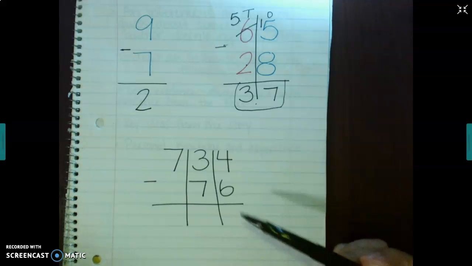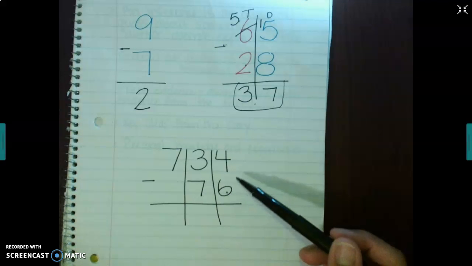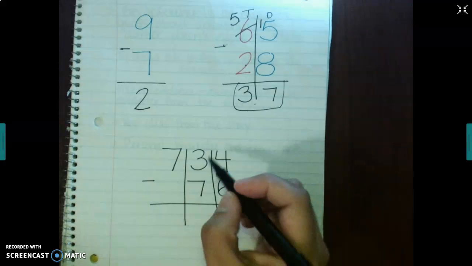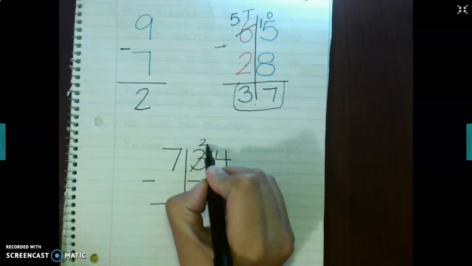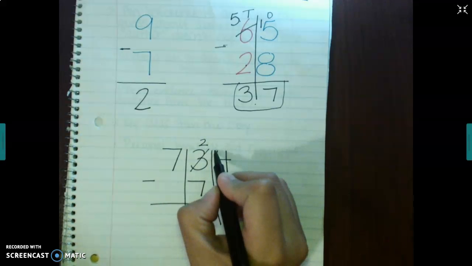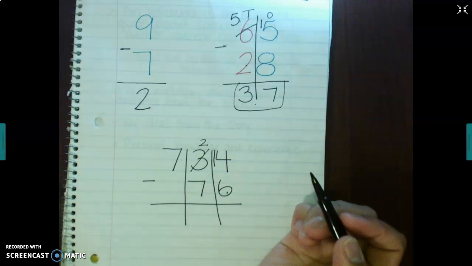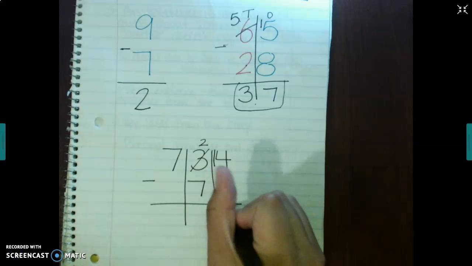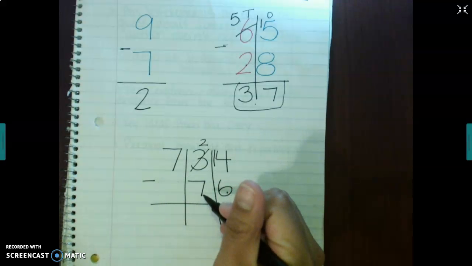So first, 4 minus 6. I can't do that. So I have to go next door to my tens place and borrow. I'm going to cross out my 3, and it's going to become a 2. My new number is going to be 14 minus 6. 14 minus 6 is, great, it's 8. So 2 minus 7, I can't do it.